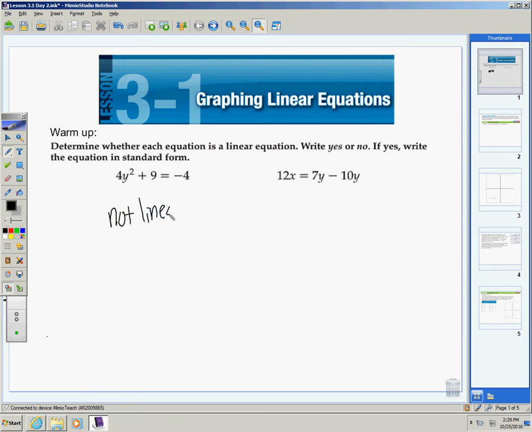The reason is because we have this y squared, so it's not raised to the first power. The second equation is linear. First thing I'm going to do is combine like terms on the right. 7y minus 10y is negative 3y. And then I'm going to add 3y to each side because I know I'm trying to get into ax plus by equals c form. So I have 12x plus 3y equals 0.